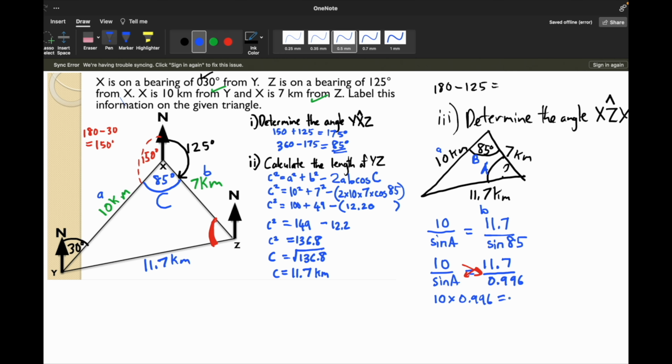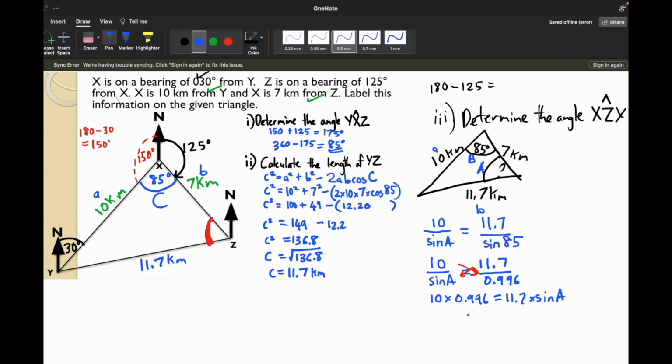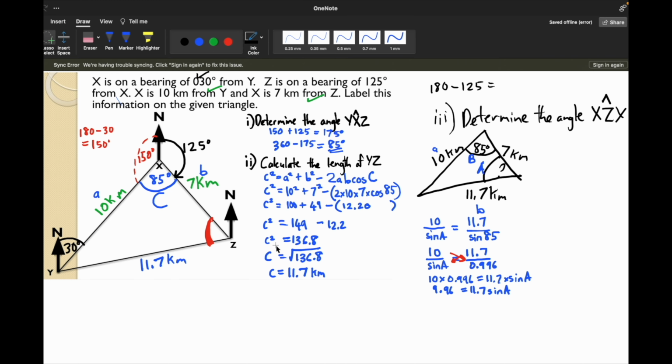0.996, which is equal to 11.7 times sine A. Okay, so right now, I can multiply by 10, which gives me 9.96, and that's equal to 11.7 sine A. So how do I get sine A by itself now? Exactly, we divide both sides by 11.7. So if I'm dividing both sides by 11.7, I'll be left here with sine A.